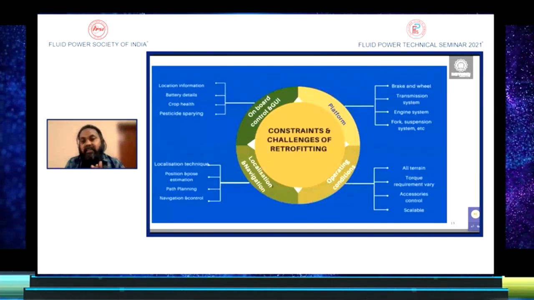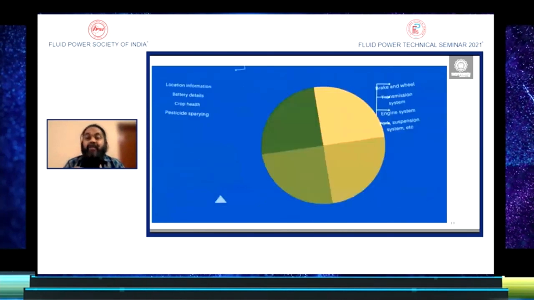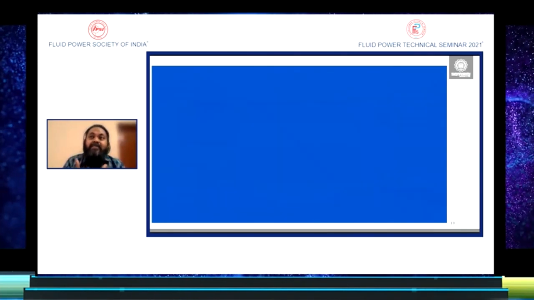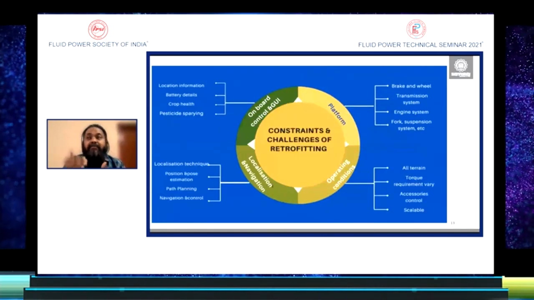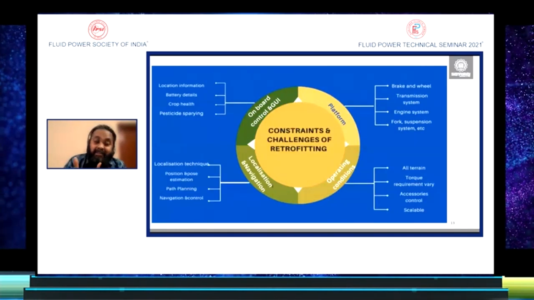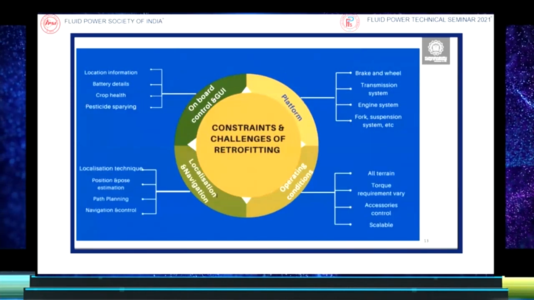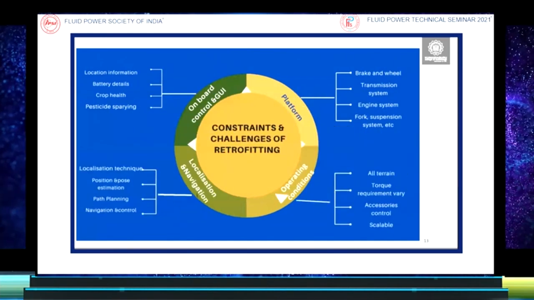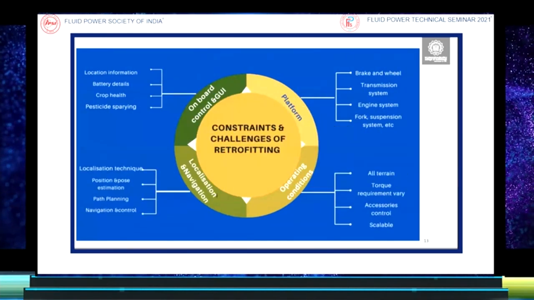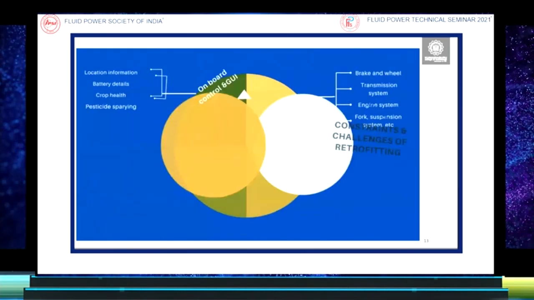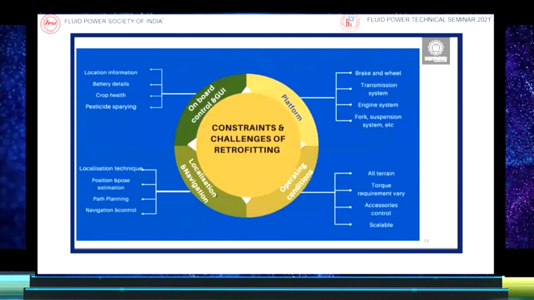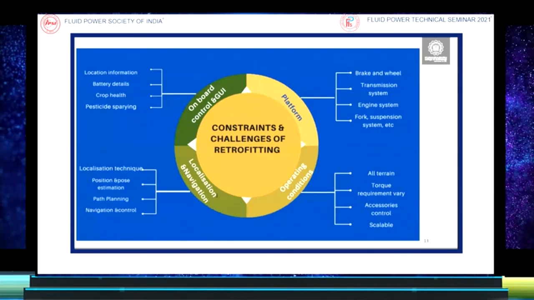And the third thing is localization and navigation. We have to be very careful in what direction it has to move, and we have to understand the position and the pose of the vehicle, so that we can plan the path and control the navigation. And onboard, for example in agriculture, we have a lot of things: the location information, battery information, crop health monitoring, and we have to activate other accessories like pesticide spraying. So these are some of the constraints in front of us.